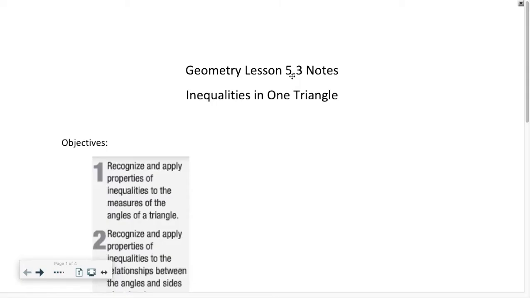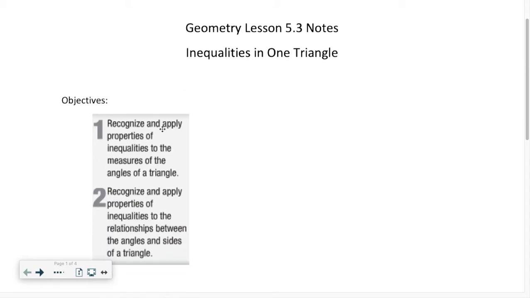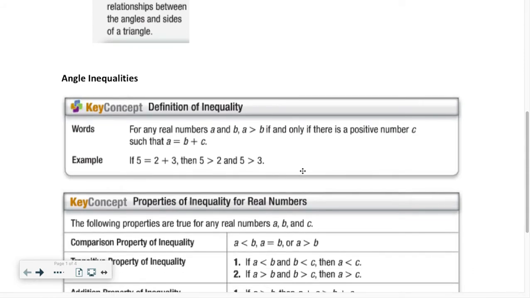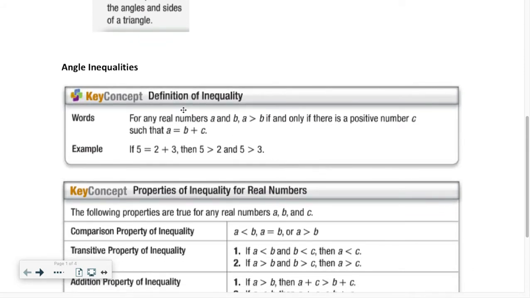Gonna watch the 5-3 video here today, inequalities in one triangle. So our objectives are to recognize and apply properties of inequalities to the measures of the angles of a triangle, and two, to recognize and apply properties of inequalities to the relationship between the angles and the sides of a triangle. Okay. So key concept here, definition of an inequality, guys.